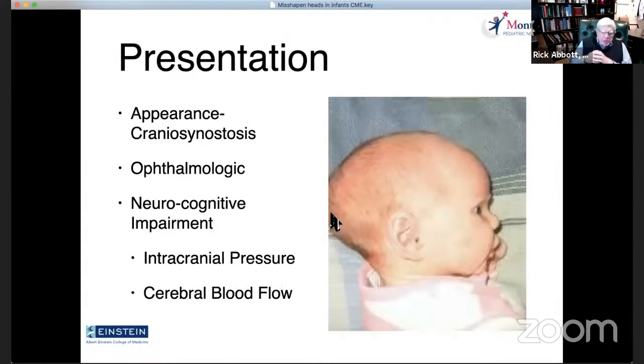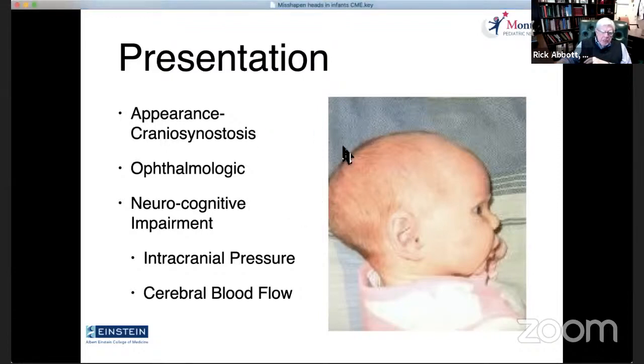Sometimes there can be some concerns about flattening in the occiput, and it may not be completely clear whether or not it is a plagiocephalia. Most craniofacial centers can differentiate the two, and we're happy to do that.